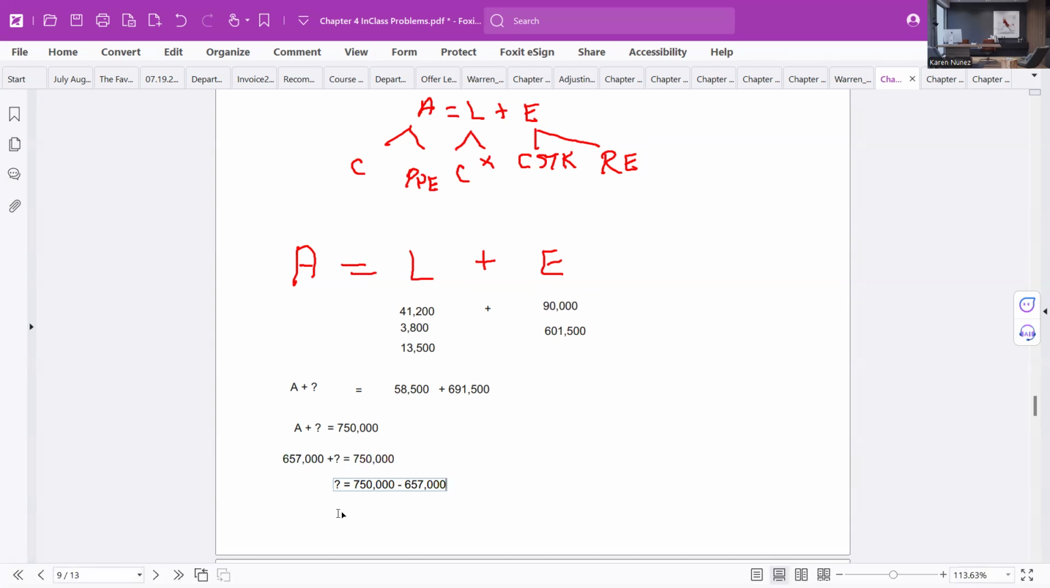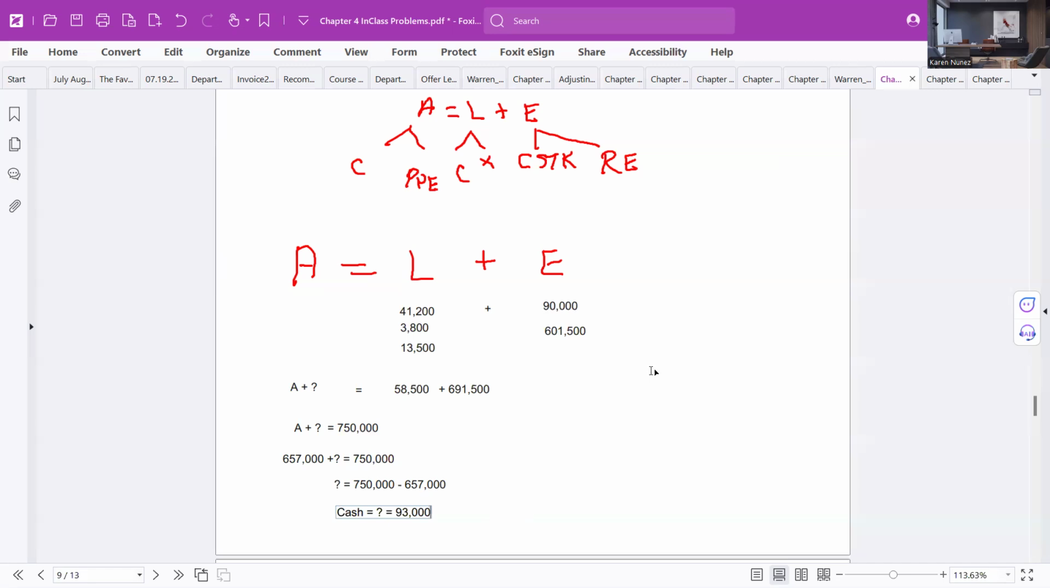So what does cash equal? Cash equals 93,000. Cash is 93,000. So it's a little bit of work to get to this number. If you have any questions, don't hesitate to reach out to me.